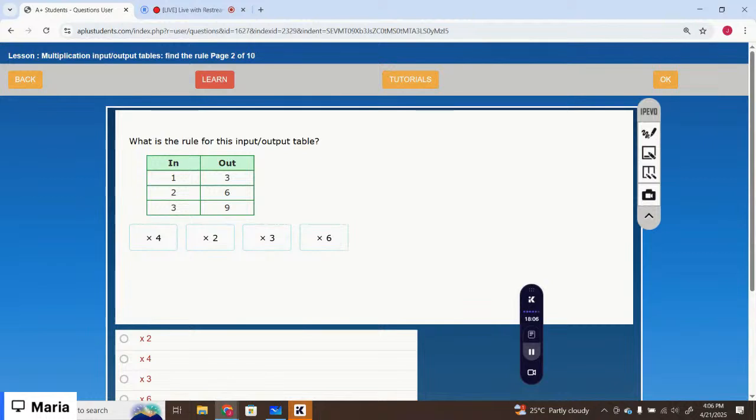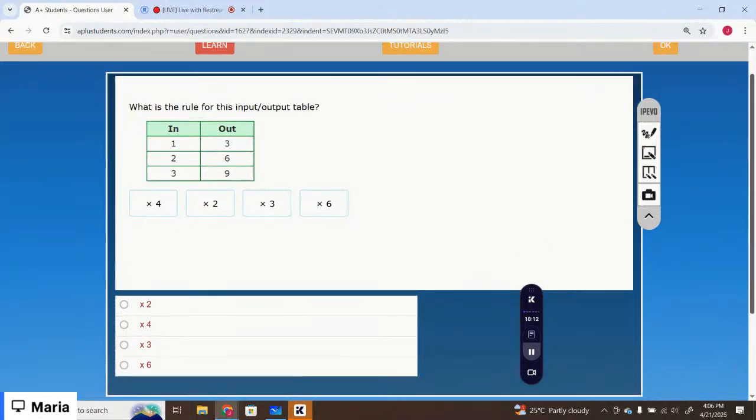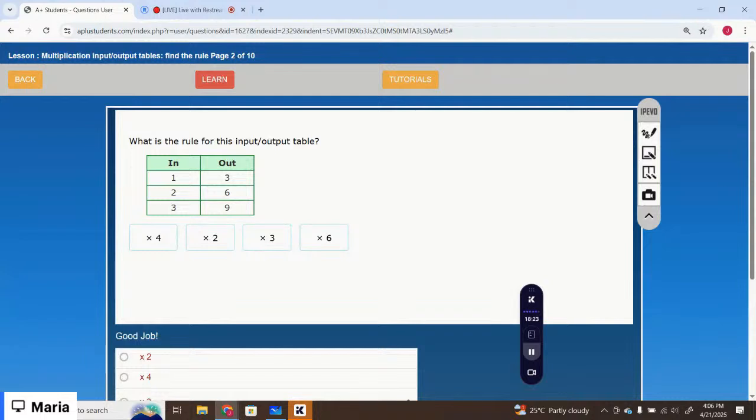What is the rule for the input output table? So we have to find a rule. 1 times what number is 3, 2 times what number is 6, and 3 times what number is 9? Very good, that is 3. 1 times 3 is 3, 2 times 3 is 6, and 3 times 3 is 9. So the rule for the table is to multiply by 3.